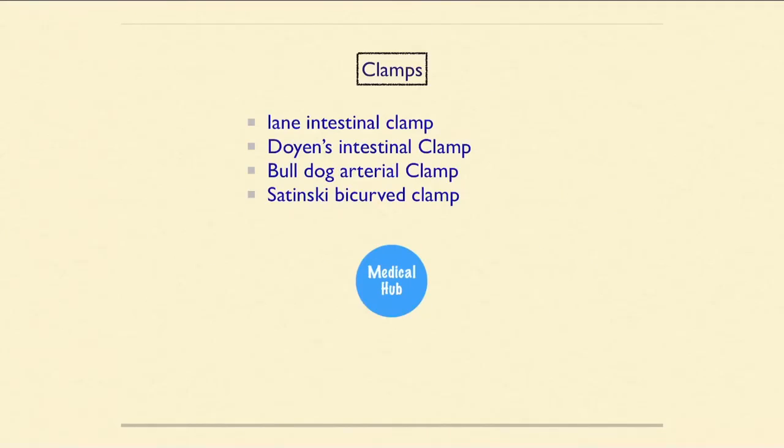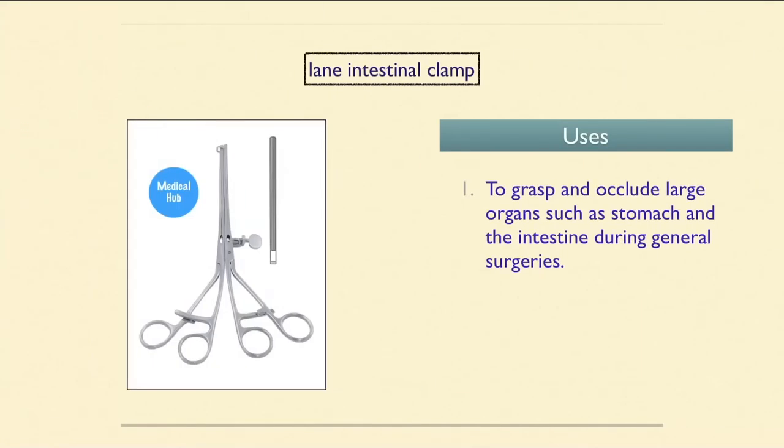Next we will discuss about the clamps. Under this we will discuss about Lane intestinal clamp, Doyen's intestinal clamp, Bulldog arterial clamp, and Satinsky bicurved clamp. So first one is the Lane intestinal clamp. It is used to grasp and occlude large organs such as stomach and the intestine during general surgeries.